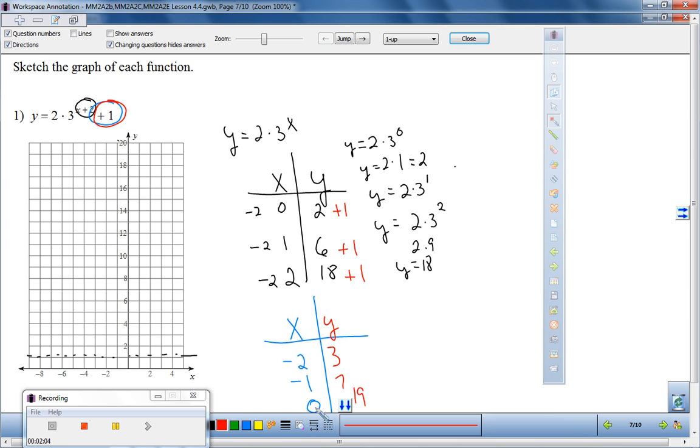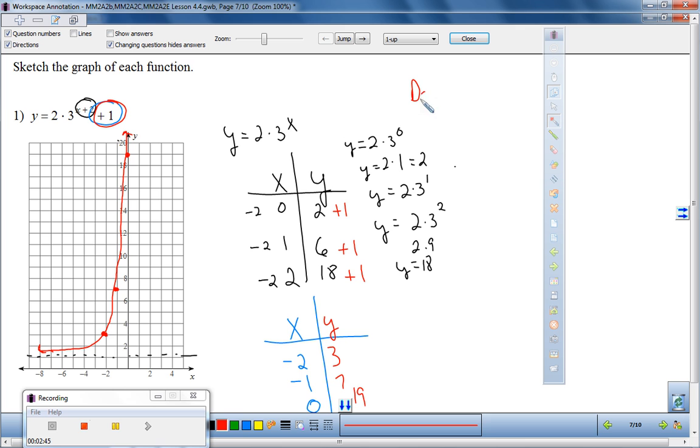Alright, so now let's plot those points. So at -2, we're up at 3. Then at -1, we're up at 7. And then at 0, we're all the way up here at 19. And so what we're going to end up happening is we're going to have a curve here. Now remember, we're going to get closer and closer to 1, but not cross it, or not even come to it. And then we're going to go up something like that. So that would be the graph of this.